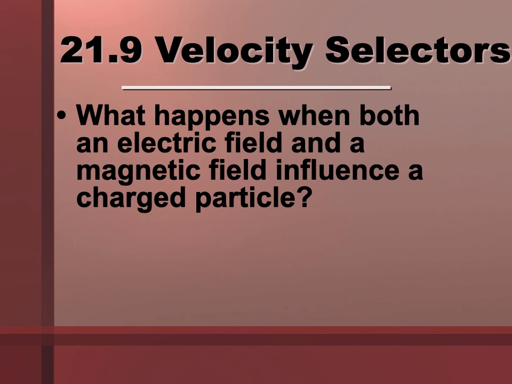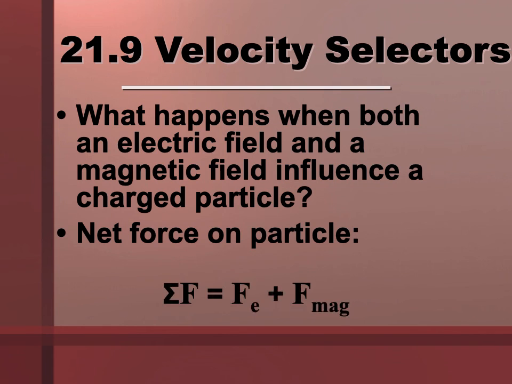Now, they talk about a number of things, but they talk about velocity selectors, which are kind of fun. This comes from this: what happens when both an electric field and a magnetic field influence a charged particle? So a charged particle is going to be affected by the electric field, but it's also going to be affected by the magnetic field. Well, of course, the net force on the particle is going to be the sum of the two forces. So how much force there is on it depends on both the magnetic field force and the electric field force.